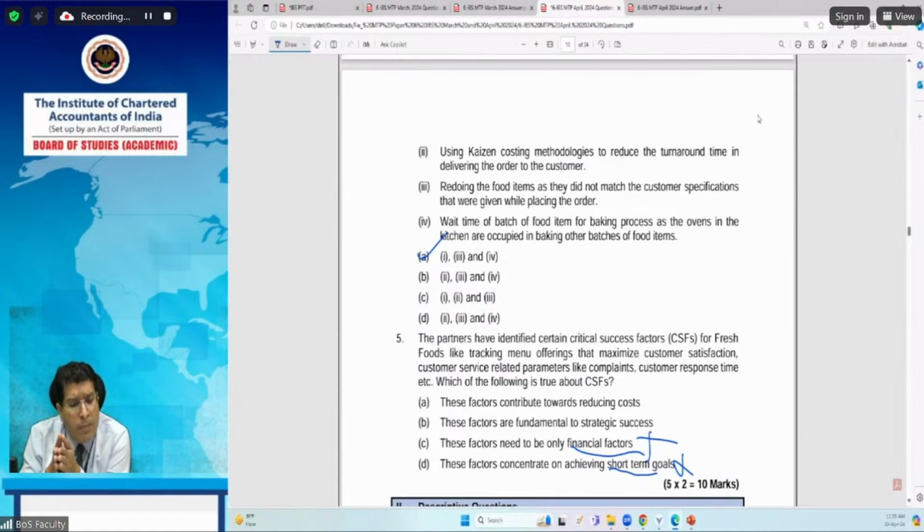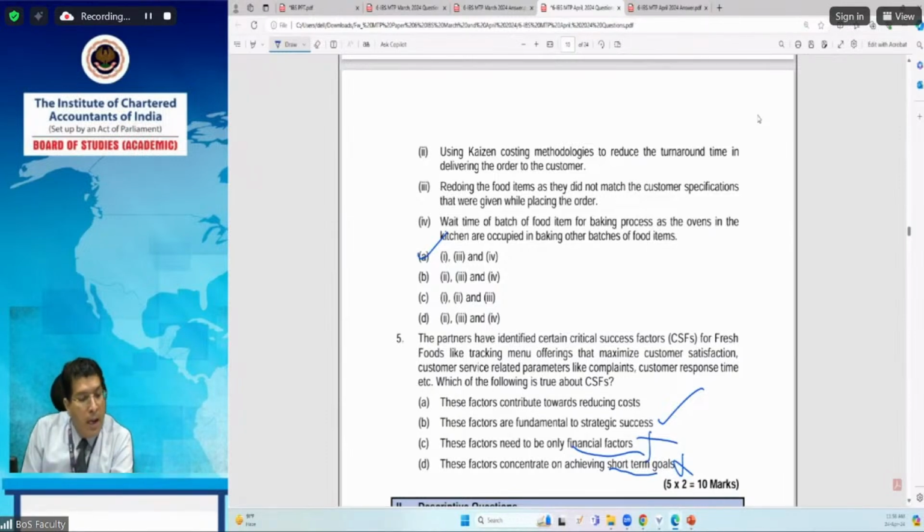These factors are fundamental to strategic success. Yes, it is very true. Therefore, this point is correct. But why is it true? Because first we determine an organization's mission, vision, objectives. Critical success factors are derived from organization's key objectives, which we have to achieve, which are critical, and subsequently KPIs are determined based on that.